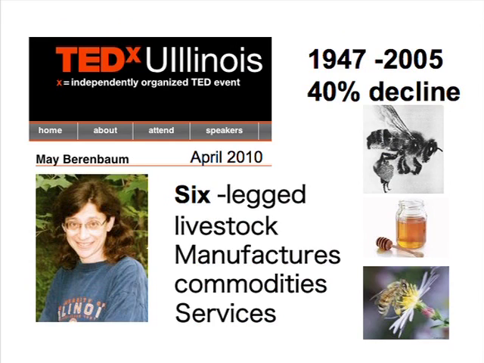What's really interesting is she gave this talk just very recently, and she called them six-legged livestock because they manufacture commodities, honey. They also provide a service, and you can say that service is far more important than the commodity they produce. She reported this in a 2010 video. You can find it on YouTube; it's a very interesting video on bees. She reported a 40% decline up to 2005. Again, that's before CCD.